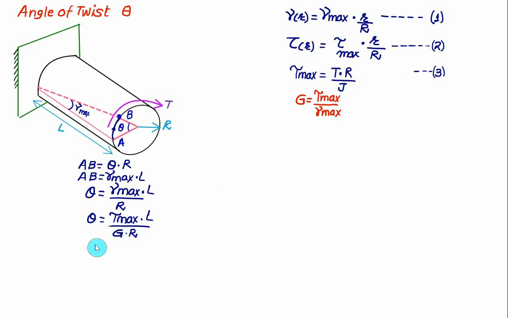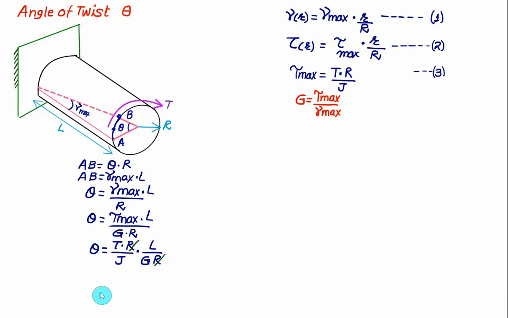In that case, we'll get theta, that is the angle of twist, equal to T multiplied by R divided by J, further multiplied by L divided by G into R. So the R value will get cancelled here. It means that theta is independent of R. So whatever the radius we have on the cross-section, the value of theta remains the same.